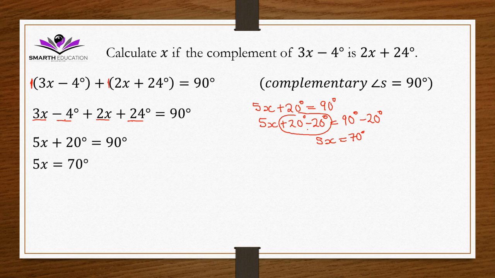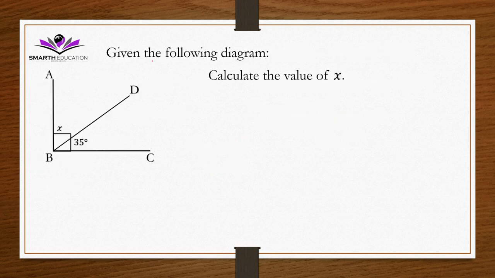What is the inverse of multiplication? It is division. So 5x is equal to 70 degrees, and we divide by 5. 5 divided by 5 is 1, so we remain with x equals 70 divided by 5. 70 degrees divided by 5 is 14 degrees. That's how we get the 14. We've solved for x. Let's go to the next question.